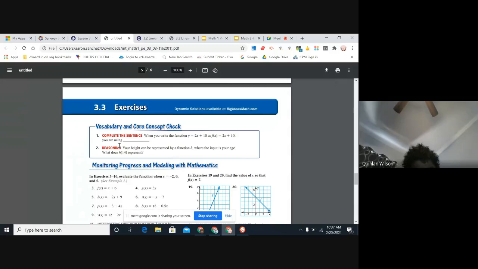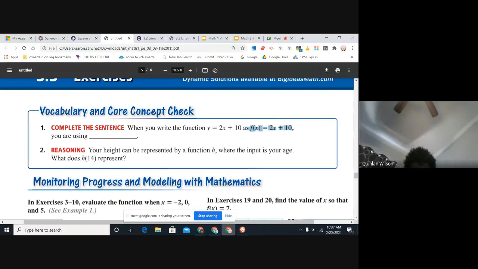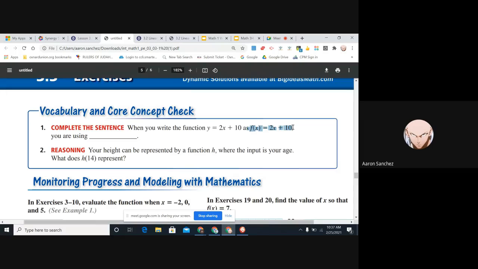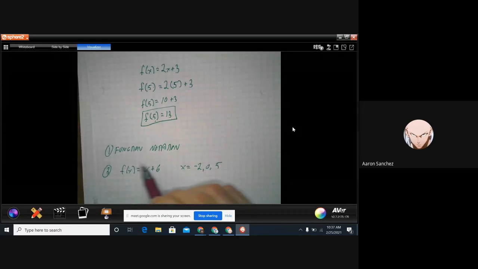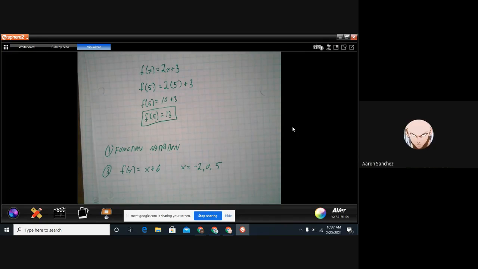Okay. Number 1, when you write y equals 2x plus 10 as f of x equals 2x plus 10, what do we call that when I write it like this? I'll give you a hint. It starts with an F and rhymes with junction notation. Function notation. Yes! Oh my gosh, Quinlan, you're so smart.